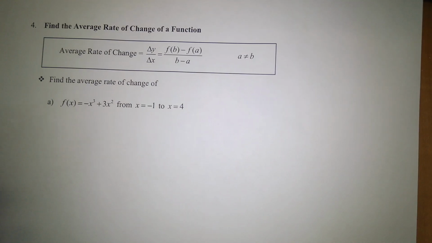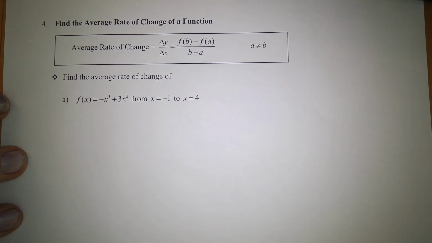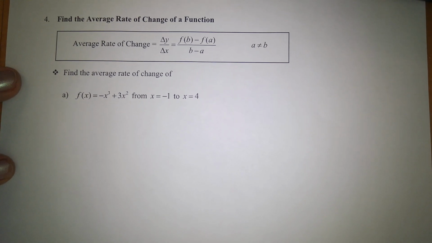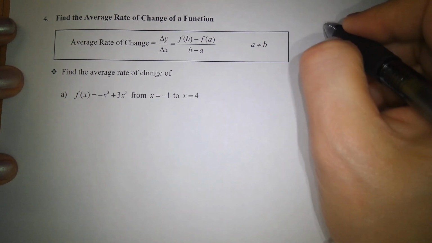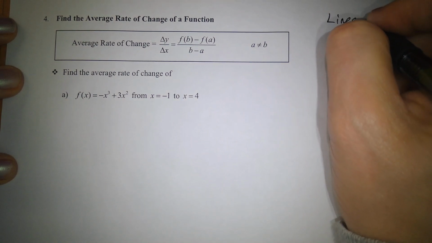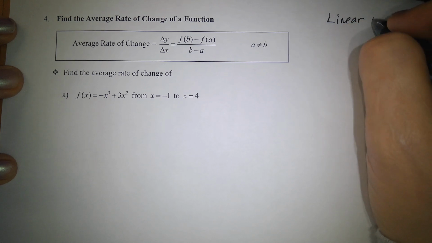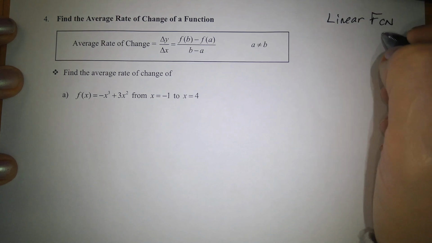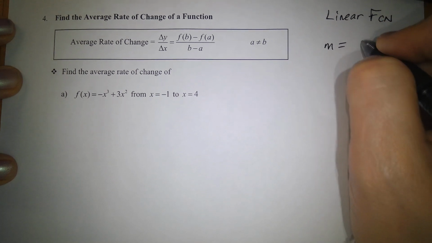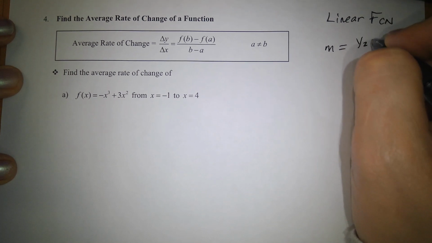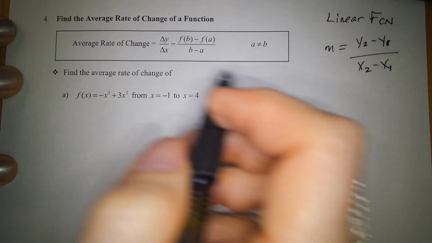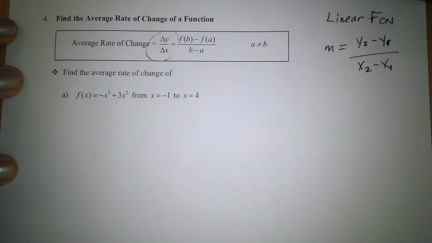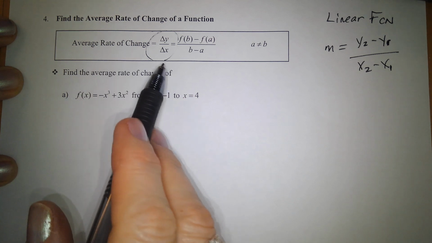For the last page, we're going to do 2 examples of calculating what is called the rate of change. You probably notice this formula looks pretty similar to slope. If we recall, when talking about a linear function, if it is linear, it is a straight line. And the slope of a straight line is the change in y divided by the change in x. And that's exactly what this is saying. The average rate of change is the change in y divided by the change in x.